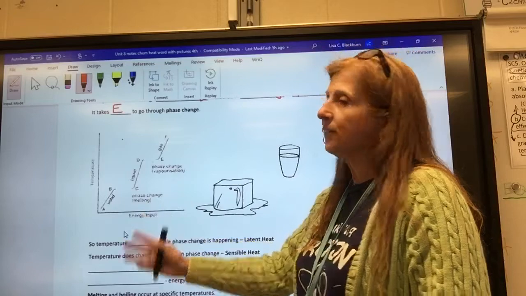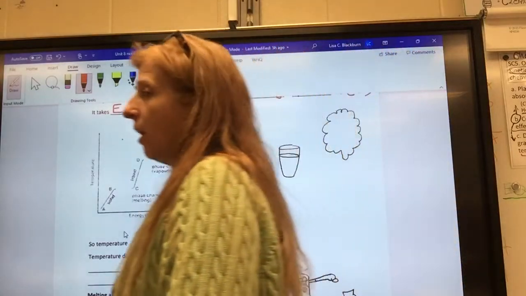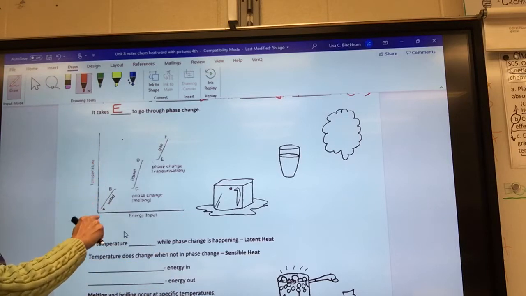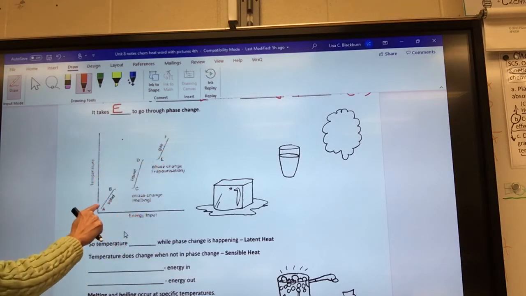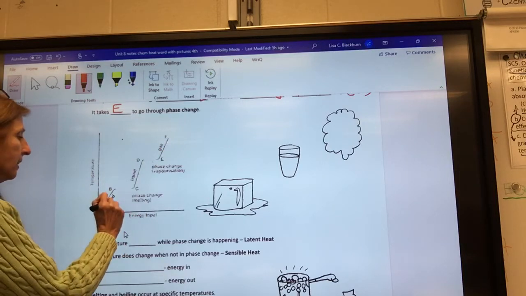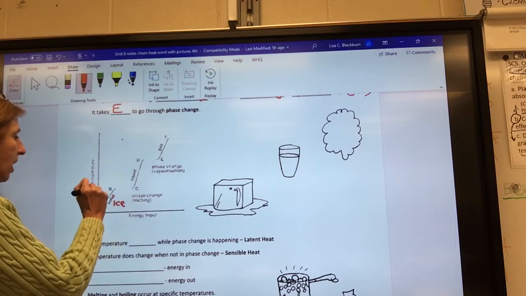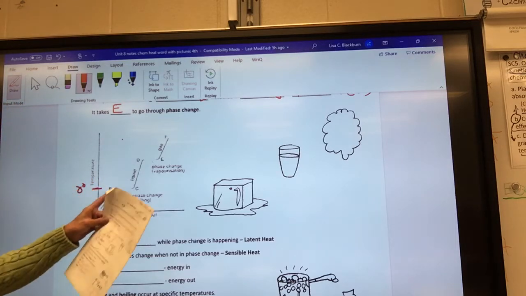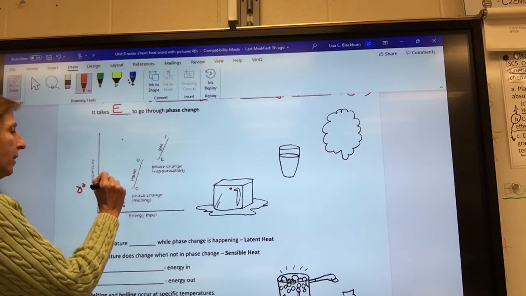All right, so this is a phase change diagram. And on the test, you'll have to label it. It's got temperature on this side, energy on that side. And so if this is water, water is a solid, it's ice, below 0 degrees Celsius, right? At 0 degrees, this is where you have melting.